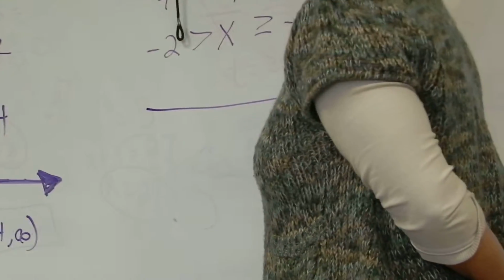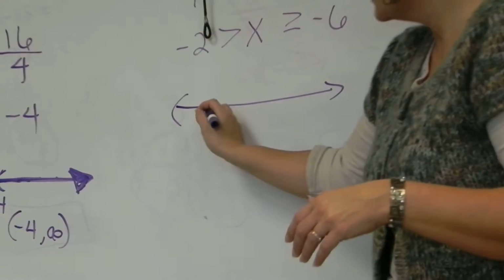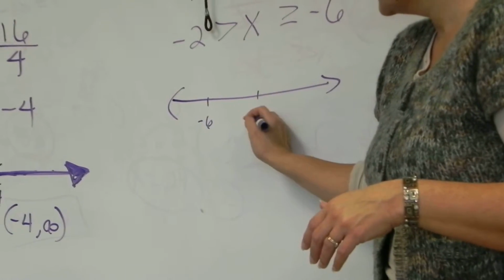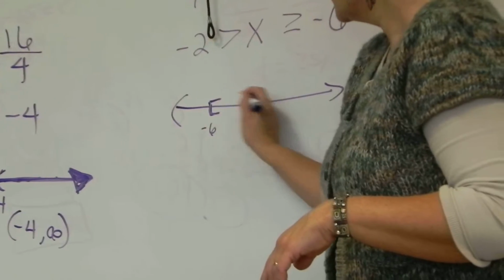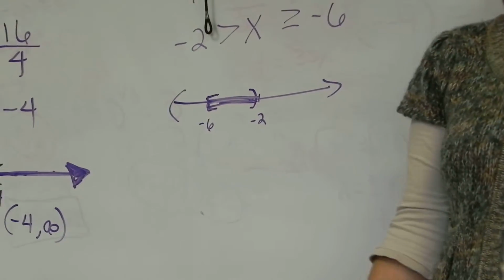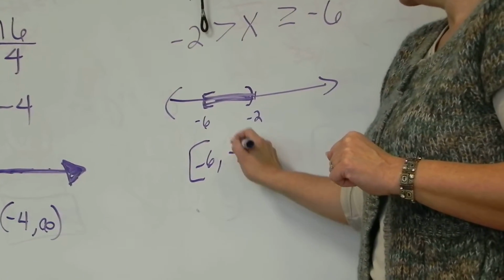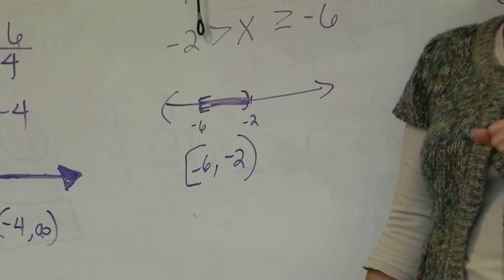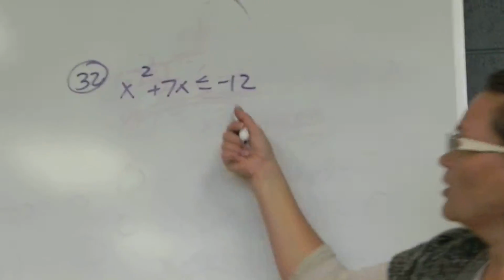So on a number line, and notice the numbers aren't in the right order anymore, so you have to turn those around. Negative 6 is smaller than negative 2, so get those in the right order, and then it's greater than negative 6, but less than negative 2, or between those 2 numbers. In interval notation, that would be negative 6 to negative 2. Okay. Number 32 is a quadratic inequality.